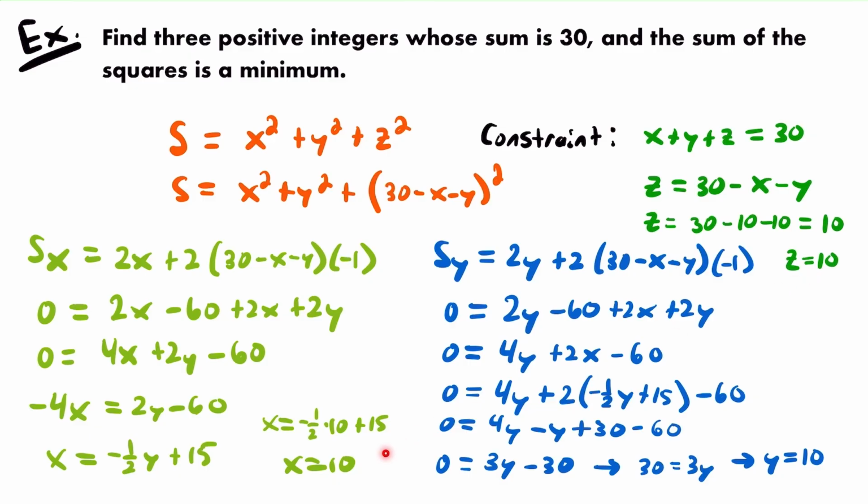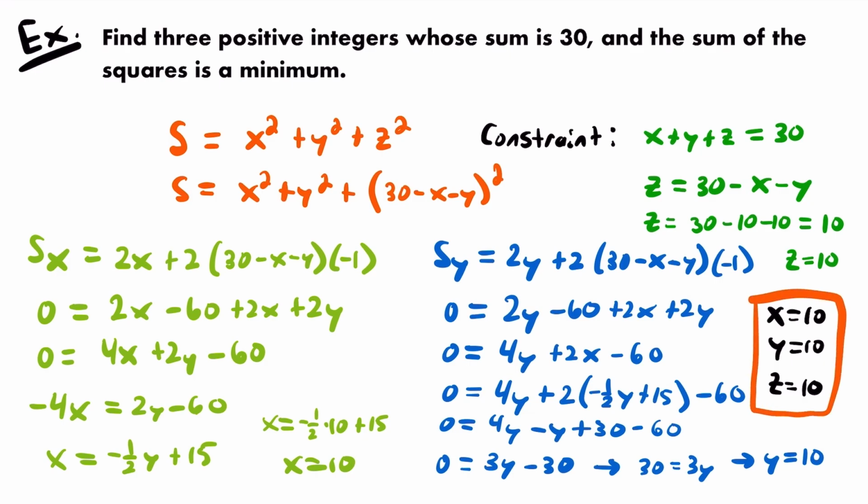And since we got these values by setting the partial derivatives of this function s equal to 0, we know that they correspond to a critical point, which in this case would be a minimum. So we know that the sum of the squares, s, is a minimum when x, y, and z are equal to 10. Okay, so our final answer here is that x equals 10, y equals 10, and z equals 10. Those are the three positive integers whose sum is 30, and the sum of their squares is a minimum.